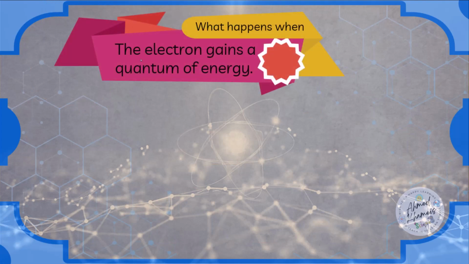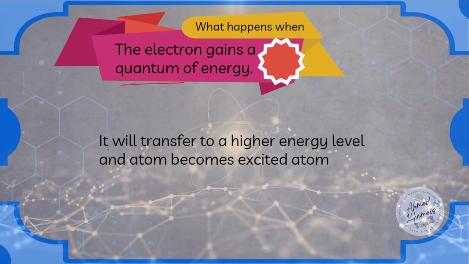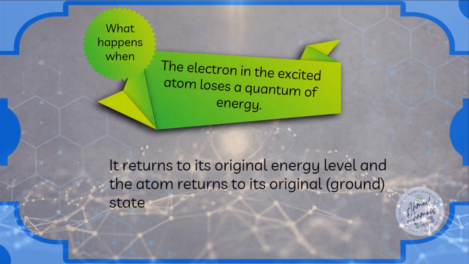So what happens when the electron gains a quantum of energy? The atom will become excited and the electron will transfer from its energy level to another energy level. It will transfer to a higher level and the atom becomes an excited atom. So what happens when the electron in the excited atom loses a quantum of energy? The electron will return back to its original energy level.